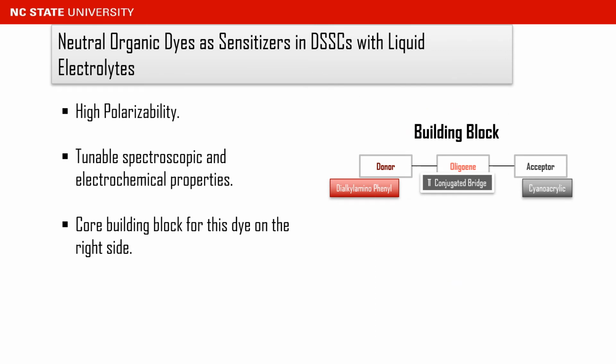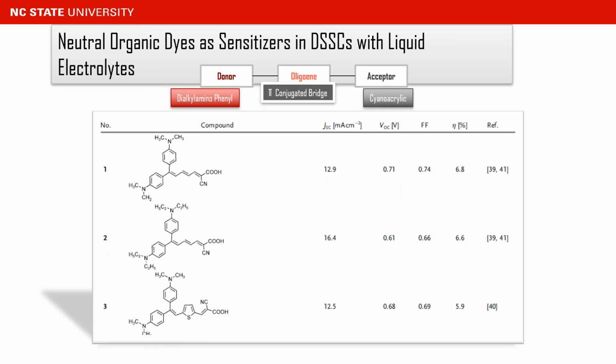Now I will talk about neutral organic dyes as sensitizers in dye-sensitized solar cells with liquid electrolytes. Neutral organic dye has high polarizability. It has tunable spectroscopic and electrochemical properties, and the core building block for this dye is on the right side. Here you can see donor, oligoene, and acceptor. Oligoene is the pi-conjugated bridge. The donor group is based on dialkyl aminophenyl, and the acceptor group is based on cyanoacrylic acid. We will see the figure of neutral organic dyes in the next picture.